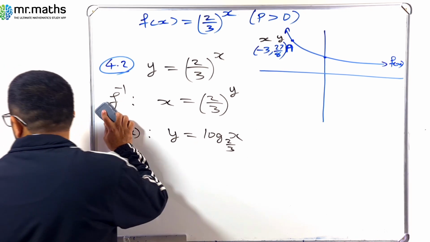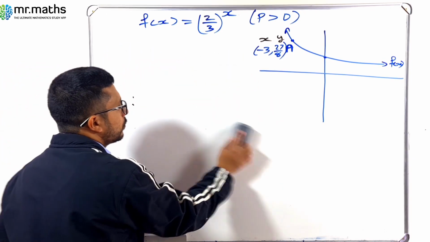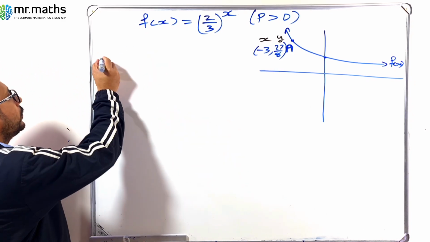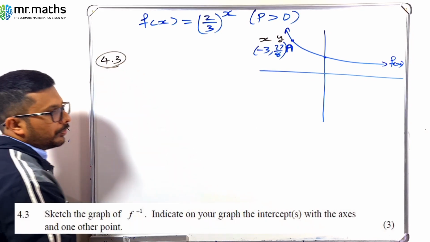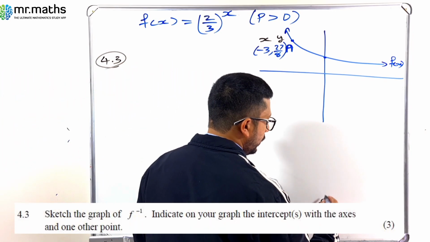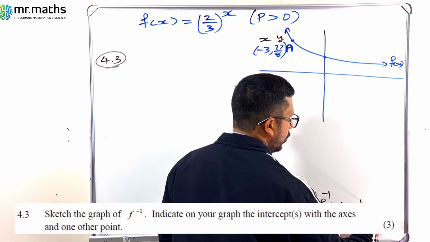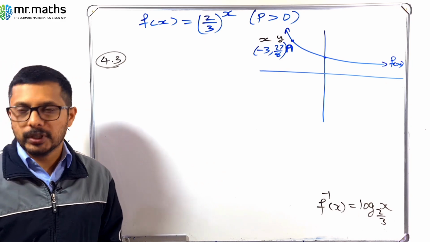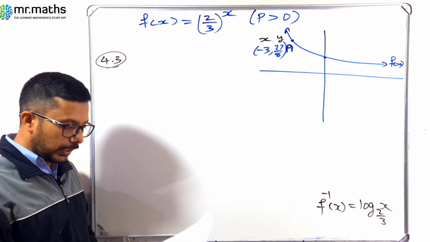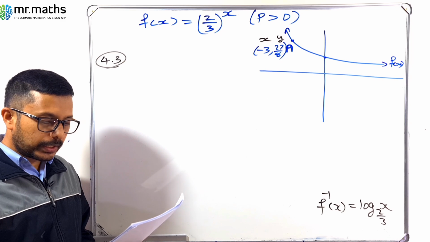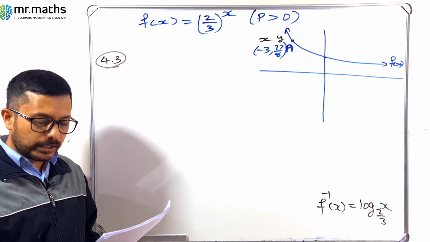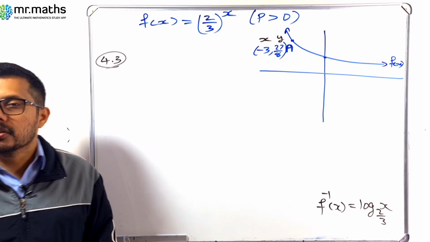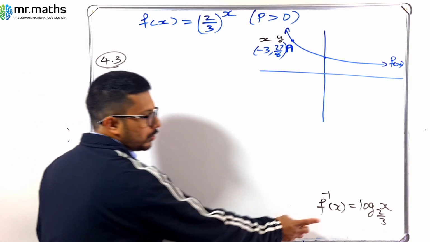Now let's go to the next question, 4.3. So what is f inverse of x? Let me write it somewhere here. F inverse of x is equal to log x to the base 2 over 3, from question number 4.2. Now 4.3: Sketch the graph of f inverse, indicating on your graph the intercepts with the axes and one other point. So you have to sketch this f inverse of x graph.